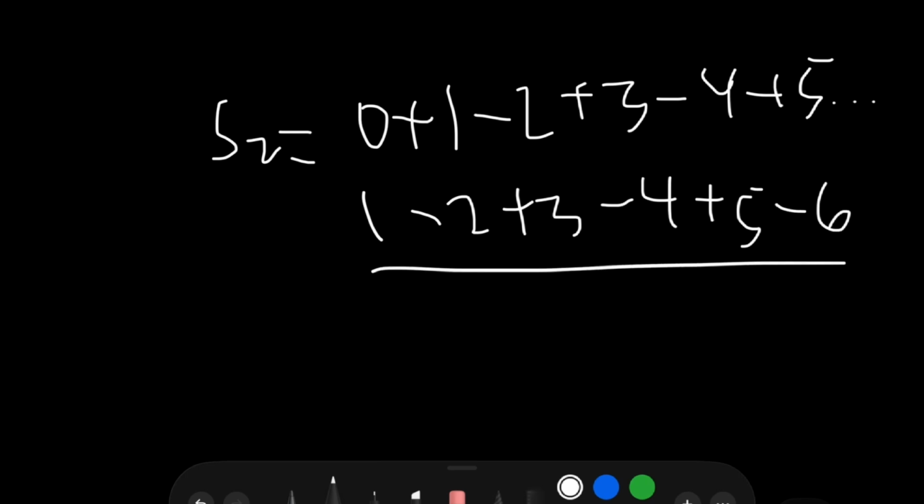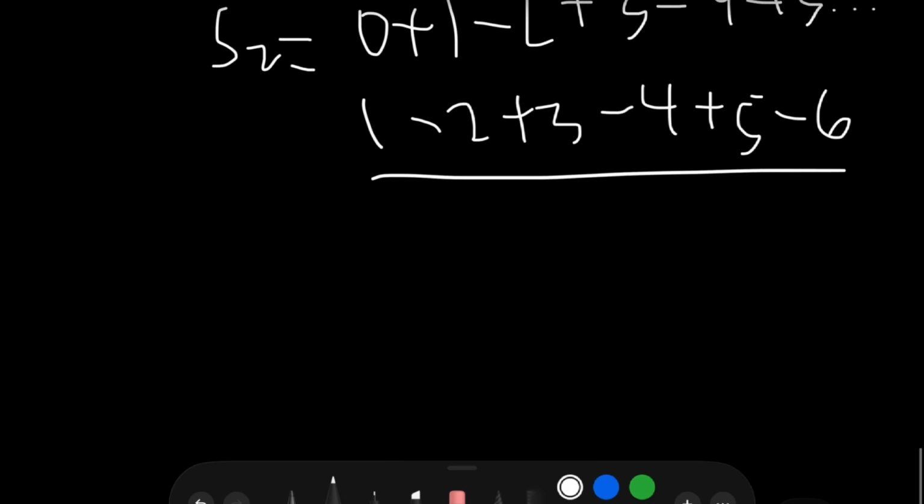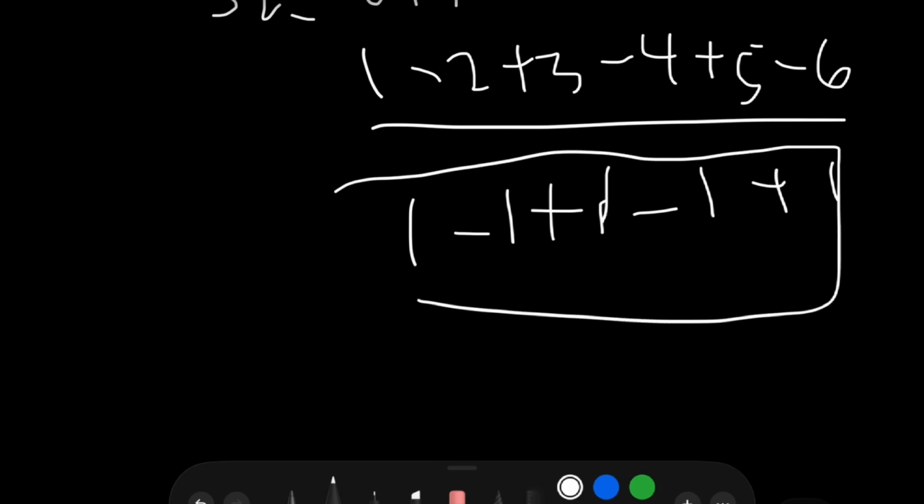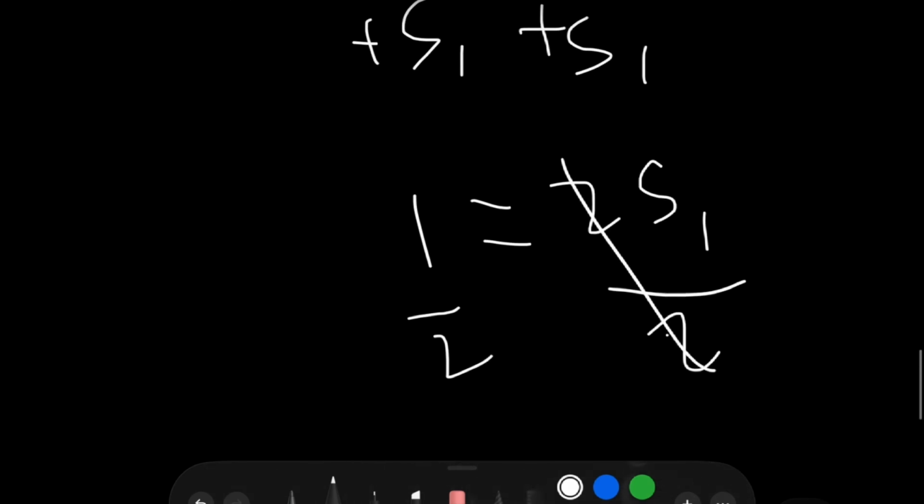And you might notice that if you add these, you get a 1, get a minus 1, and then you just get a plus 1, and a minus 1, and a plus 1. Now we're just multiplying this by 2, so remember this sequence? It is S1.